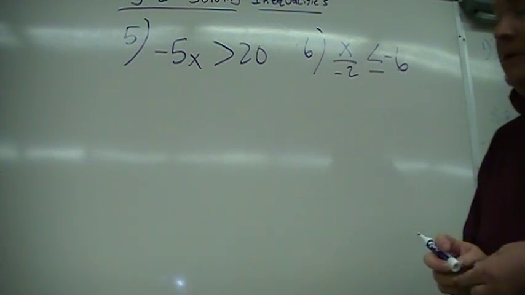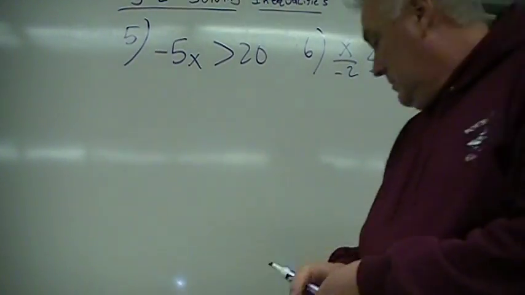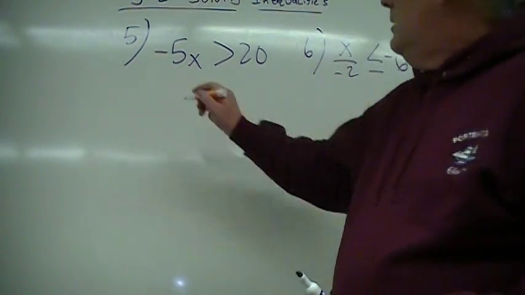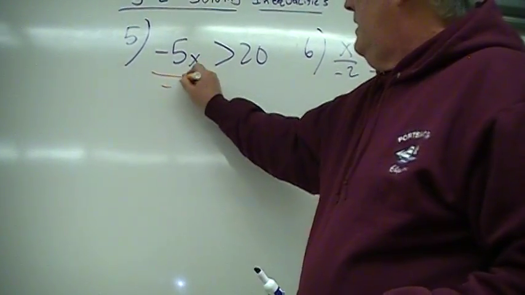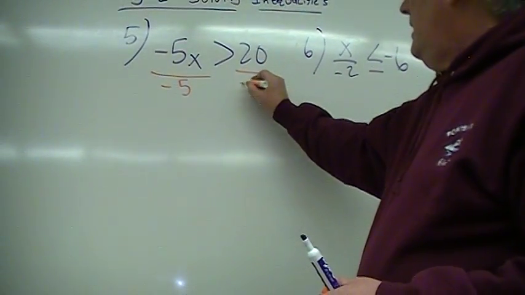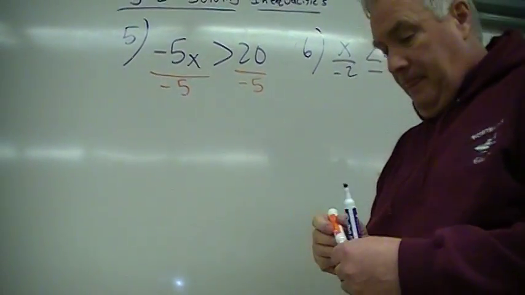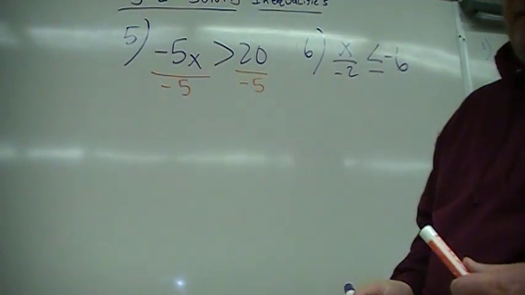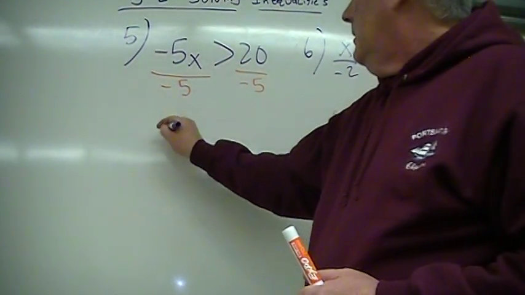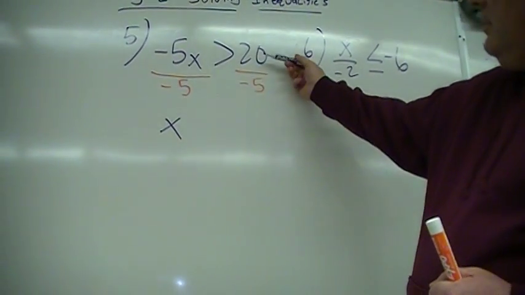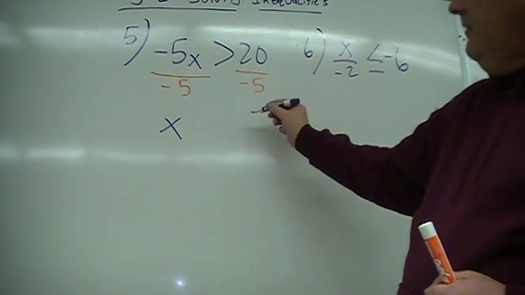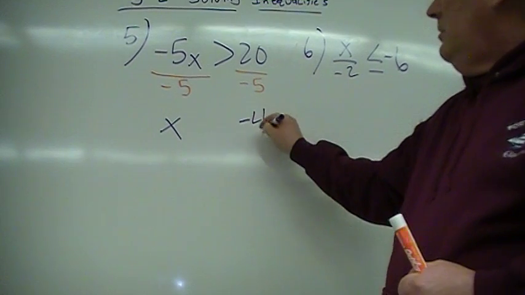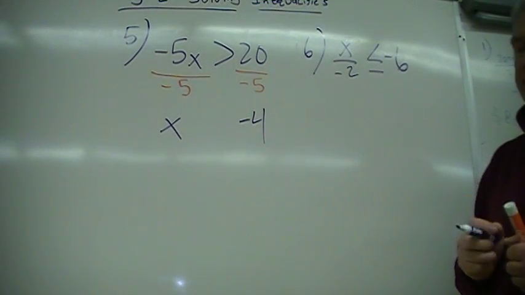You started doing the same thing. Divide by negative 5, divide by negative 5. Those cancel. Negative 5 divided by negative 5 is 1. X will be there. 20 divided by negative 5. Remember your negative rules, you will get negative 4.